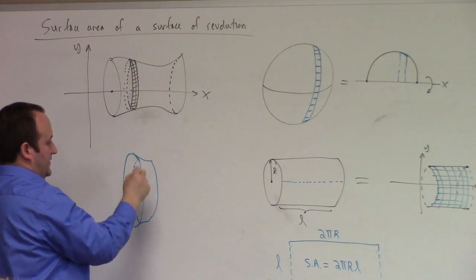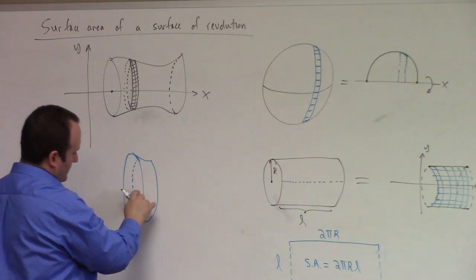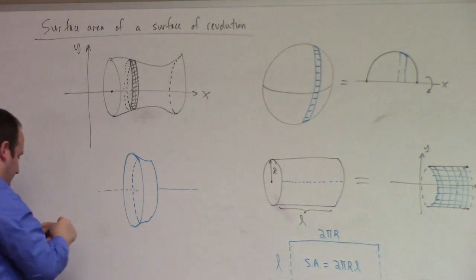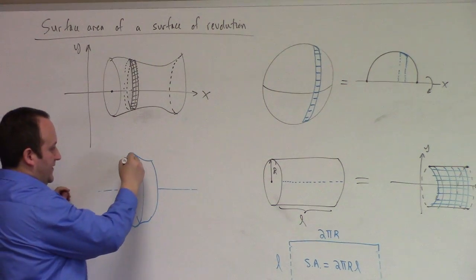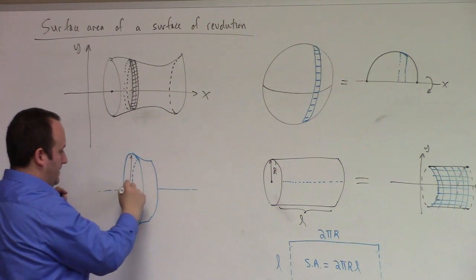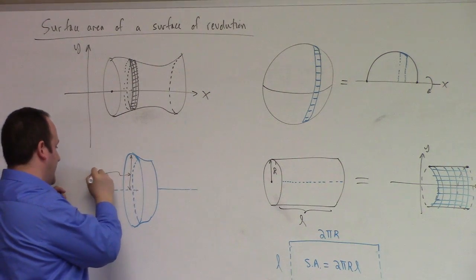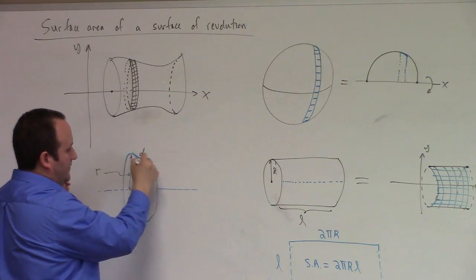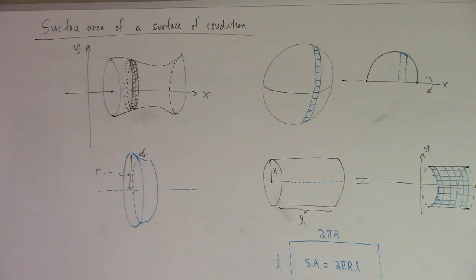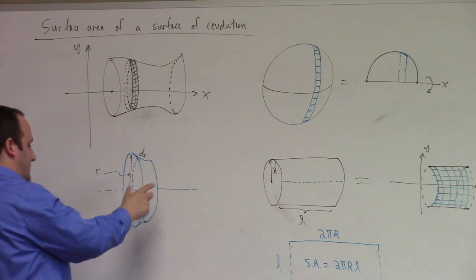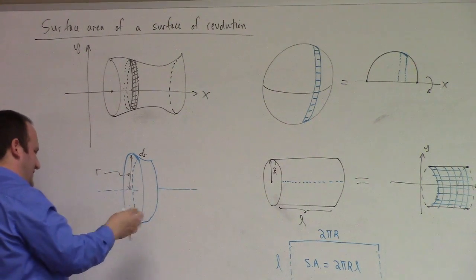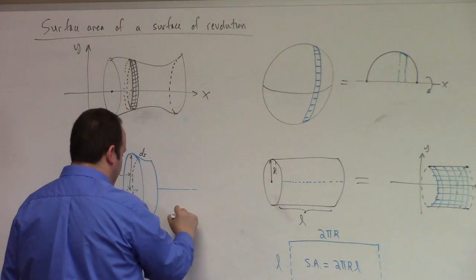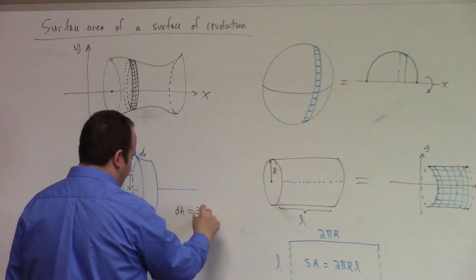So the question is, what's the area? Let me try to draw an axis through here. The one thing that matters, of course, is the radius, right? So you have the radius, and then this little distance right here would be ds. It's fairly intuitively clear that the area of something like this, dA, will be 2 pi r times ds.